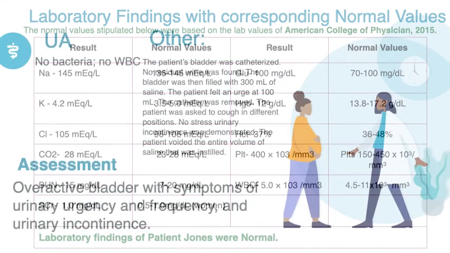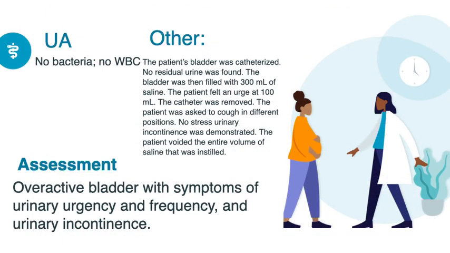No bacteria and no white blood cells were found in the urinalysis, which means that the patient has no infection. For other tests, the patient's bladder was catheterized and no residual urine was found. The bladder was then filled with 300 ml of saline, and the patient felt an urge at 100 ml. The catheter was removed and the patient was asked to cough in different positions. No stress urinary incontinence was demonstrated and the patient voided the entire volume of saline that was instilled. For assessment, the patient has overactive bladder with symptoms of urinary urgency and frequency and urinary incontinence.